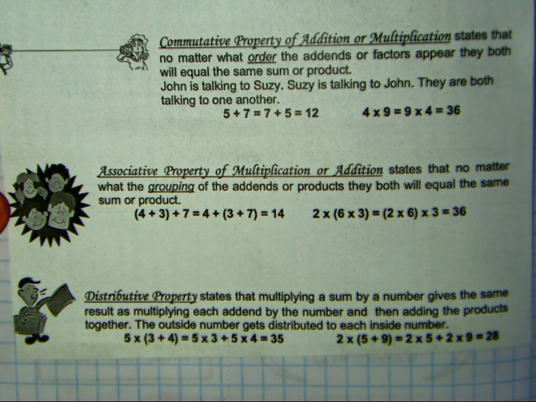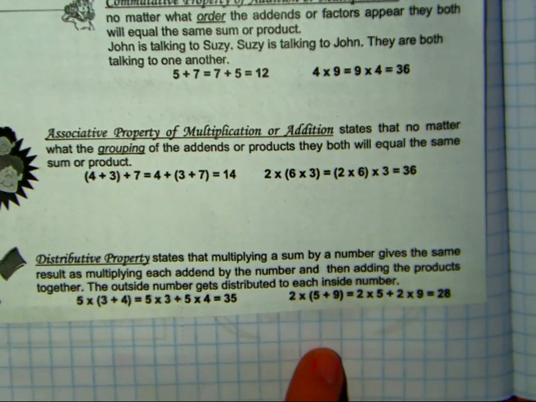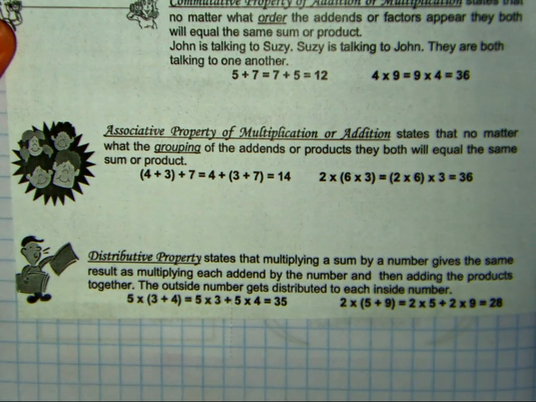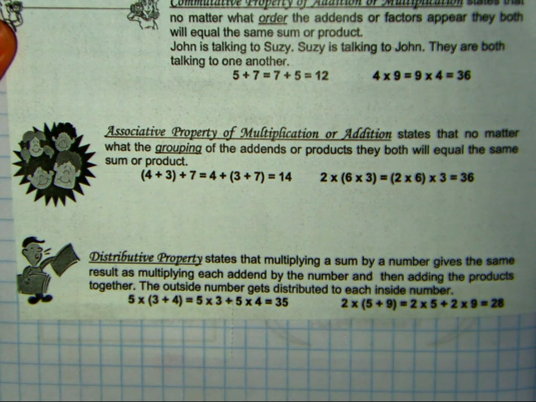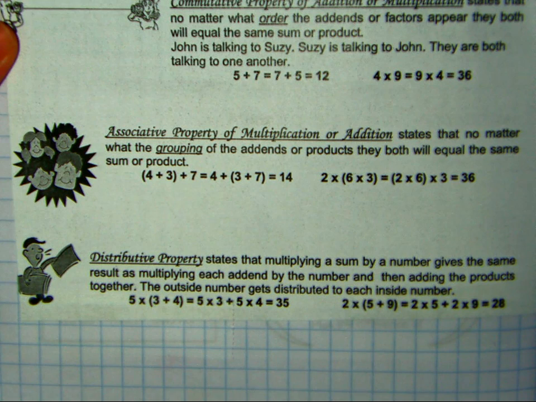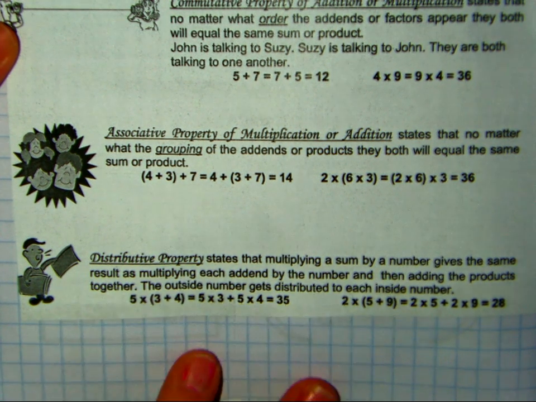And then that brings us to our focus for today, which is the distributive property. This one is the little guy who's distributing out his little newspapers. The distributive property states that multiplying a sum by a number gives the same result as multiplying each add-in by the number and then adding the products together. The outside number gets distributed to each inside number. It sounds more complicated in definition, but we're going to really dive into this and explore it deeper, which will make it make more sense.